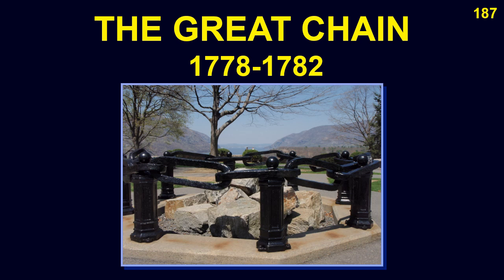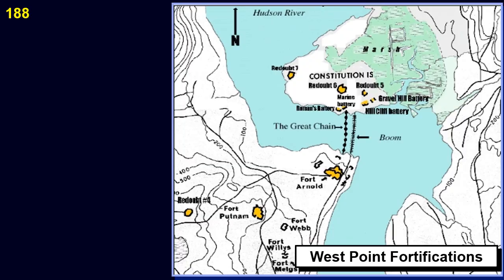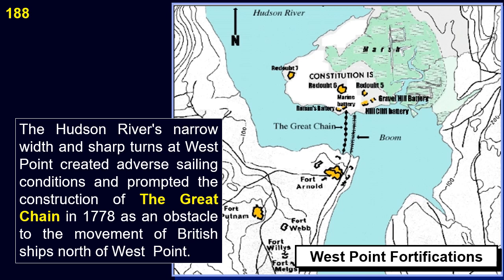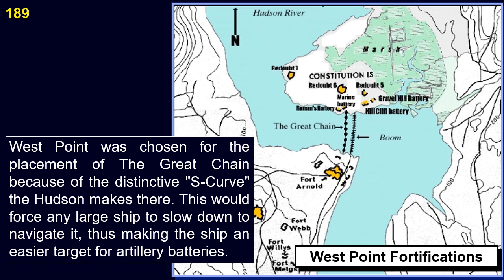Chapter 12. The Great Chain, 1778-1782. The Hudson River's narrow width and sharp turns at West Point created adverse sailing conditions and prompted the construction of the Great Chain in 1778 as an obstacle to the movement of British ships north of West Point. West Point was chosen for the placement of the Great Chain because of the distinctive S-curve the Hudson makes there.